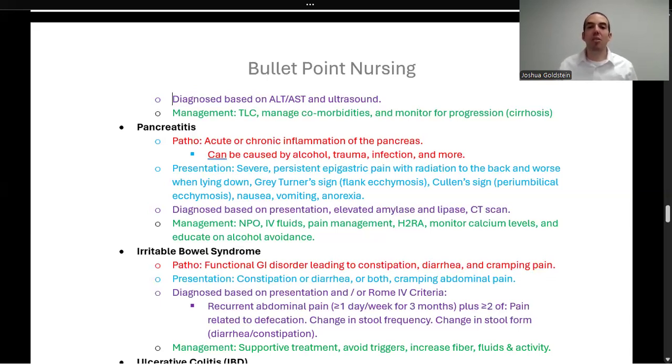It's diagnosed based on how the patient presents. There is something called the Rome-4 criteria. I'm not going to get into that. That's not something you would see on a nursing school exam. I just thought it's really interesting, so I threw it in here to help with the diagnosis.